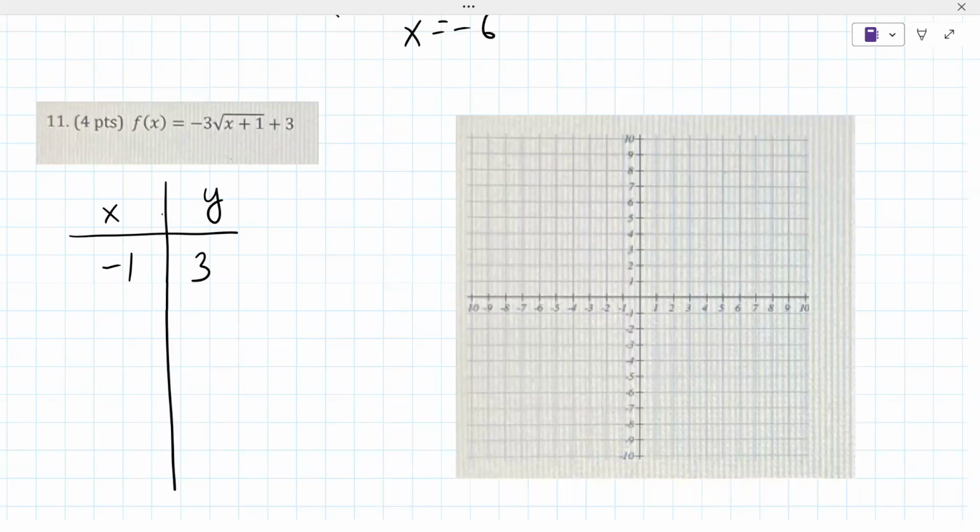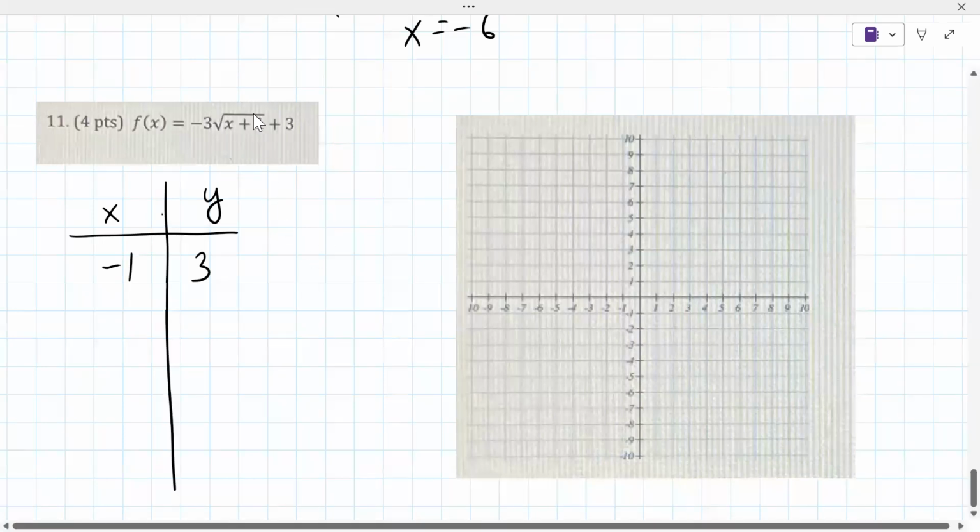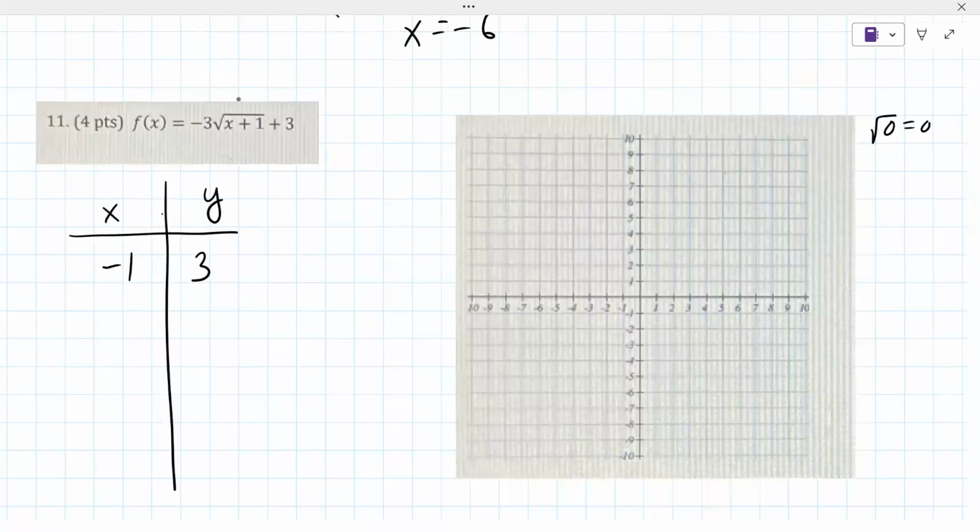-2. Try again. -1 plus 1. Oh, it'll become 0. So there's certain square roots that you know. You know the square root of 0, you know the square root of 1, you know the square root of 4, you know the square root of 9. Now you don't know all of them, but those are a few that we can start with.